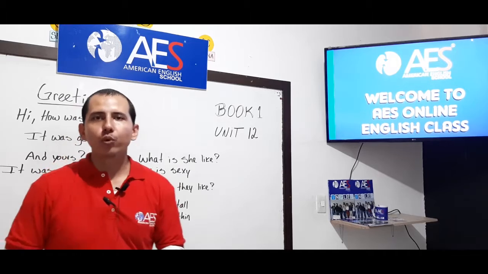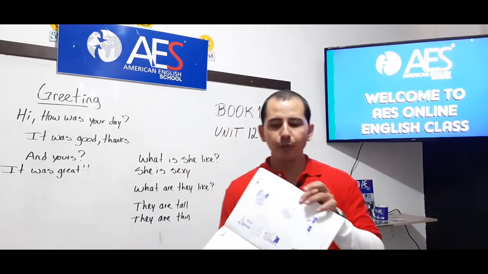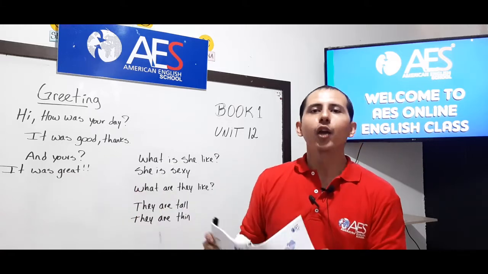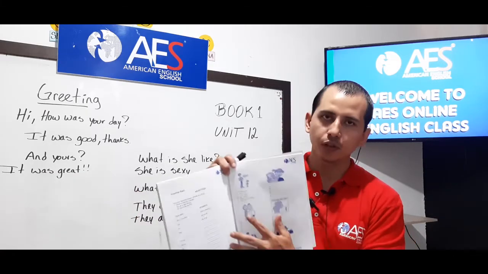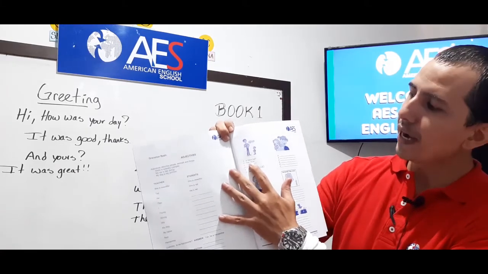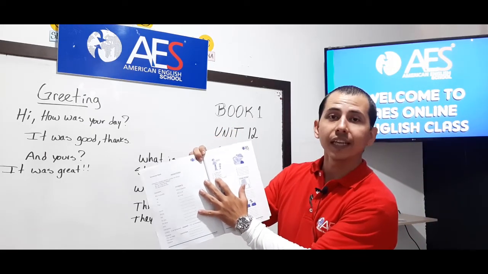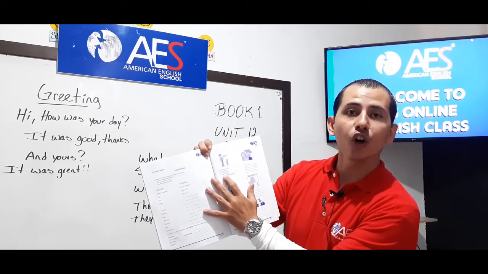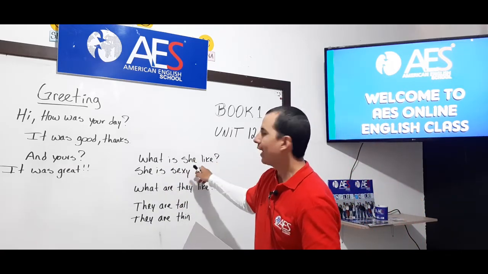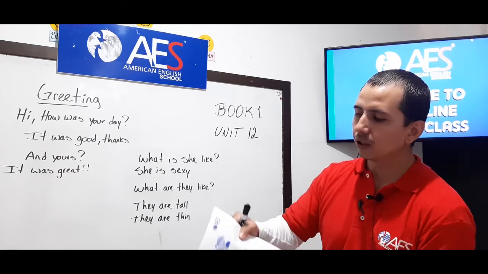And we're gonna continue with the practice, students. You're gonna have these pictures in your book, right? And we're gonna do it together. The first picture. Can you see it? Question: Is Mario tall? Yes, he is. Is he short? No, he isn't. What is he like? He is tall.